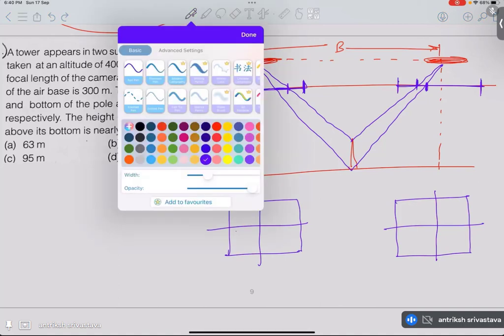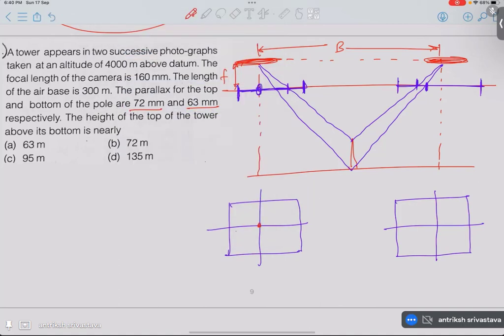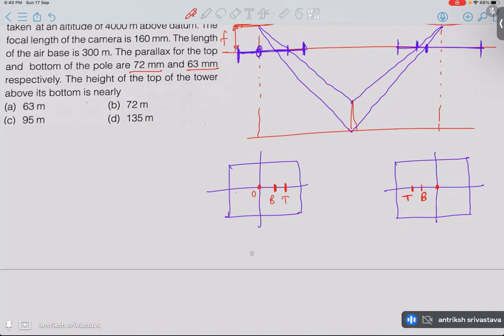So if you look at this photo, this is your principal point. This was the bottom of your tower, this was the top of your tower, right? Bottom, top. This is the principal point. When you look at this photo, then this was the top and this was the bottom, correct? So the distance your top of the tower and the bottom of the tower has moved in your focal plane, when you have taken the two photos at some distance, that distance traveled is actually called the parallax.